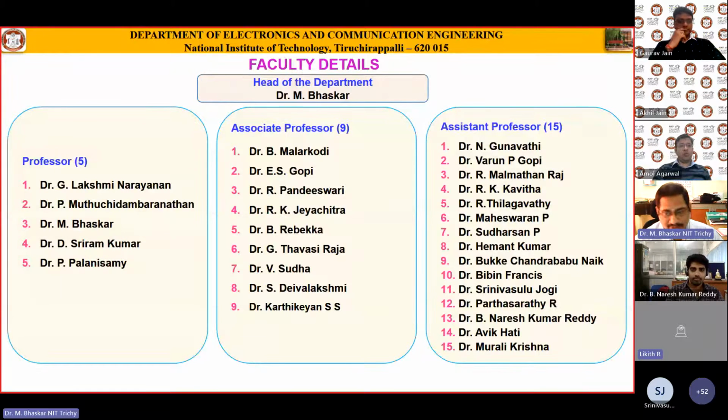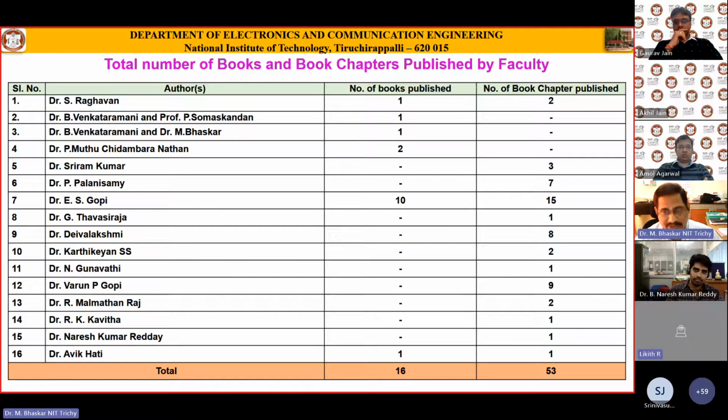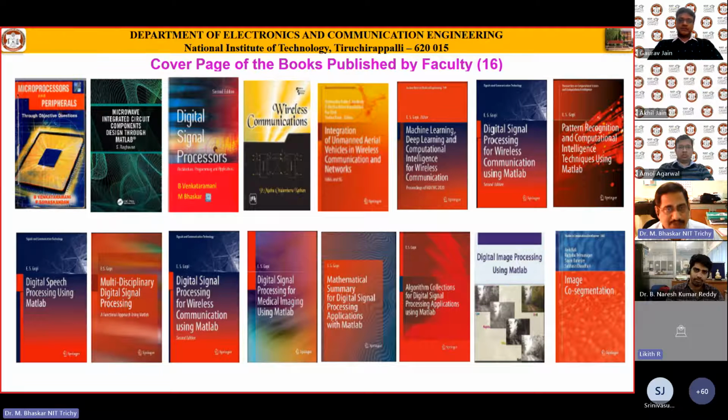Currently we have a very good faculty strength. There are 29 faculty members, all working in different areas of research, starting from signal processing, microwaves, VLSI, analog, digital, embedded, IoT, AI, ML. So we have a very good research group in different domains of pioneer research areas. In the last 5 years, we have 664 publications in total, and we have a larger number of journals published in Q1. Our faculty has authored 16 textbooks and 53 book chapters in the last 5 years, and these are the textbooks which have been authored.